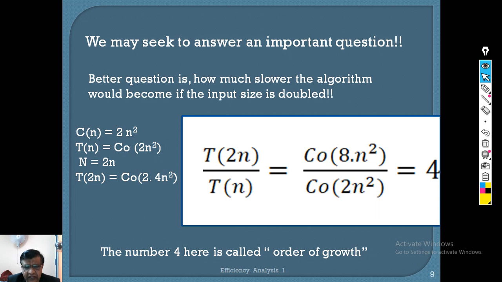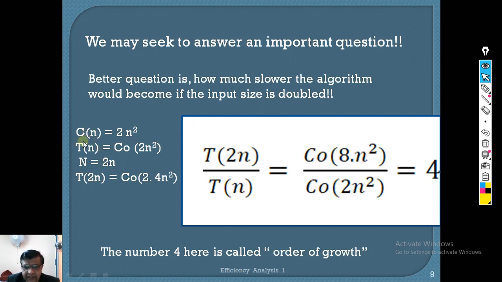We seek to answer a kind of question something like this: how much slower will the algorithm become if the input size is doubled? How much slower will your algorithm become if the input is made 3 times? We will investigate this and see how exactly we boil down to some kind of a metric which can be taken indirectly as a measure of the running time of an algorithm.